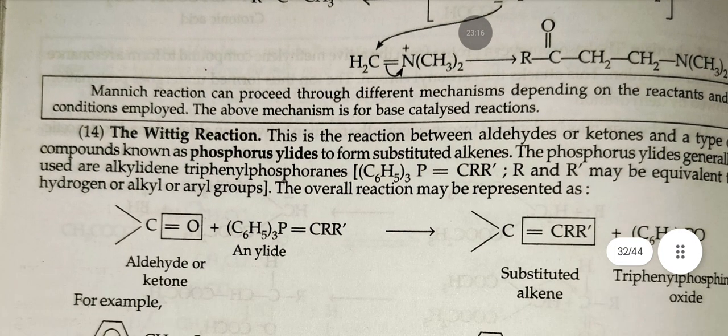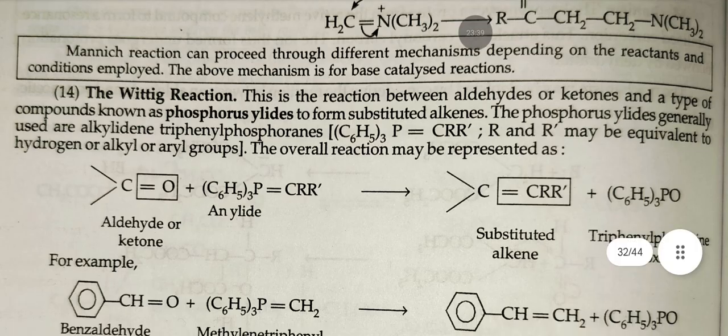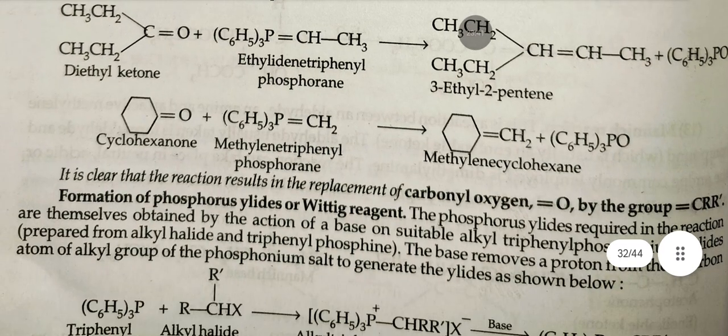The Wittig reaction: this is the reaction between aldehydes or ketones and a type of compounds known as phosphorus ylides to form substituted alkenes. The phosphorus ylides are usually alkylidene triphenylphosphoranes, which is (C6H5)3P=CRR', and R and R' may be hydrogen or alkyl or aryl groups. The overall reaction may be represented.